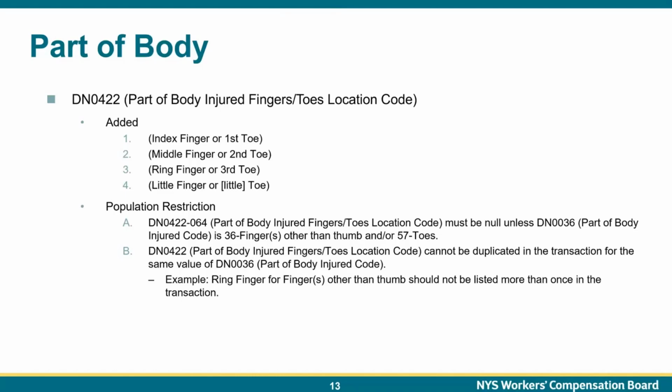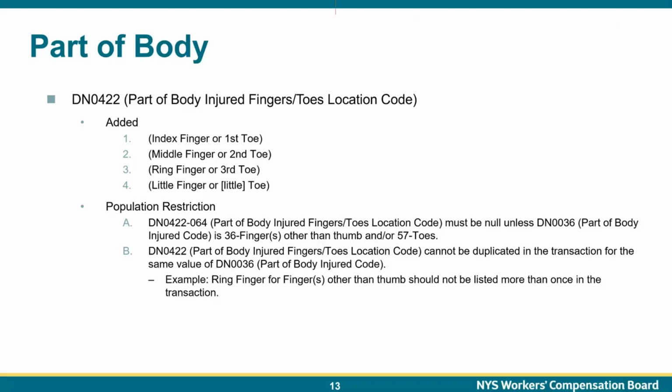The population restrictions related to these are DN 422 with an 064 error. Part of body must be null unless DN 36 is 36, fingers other than thumb, and/or 57, toes. So this is just letting you know that if you report, again, to use the skull as an example, you cannot populate the finger toe location code for that part of body since it wouldn't apply. You can only use those for 36, which is telling us it's a finger other than thumb, or 57, the toes.